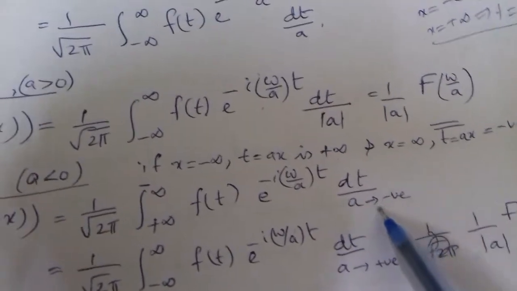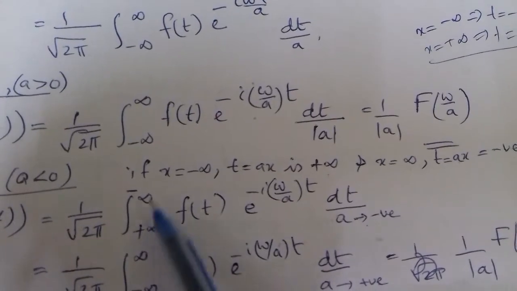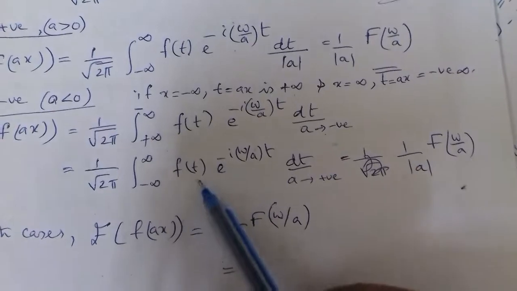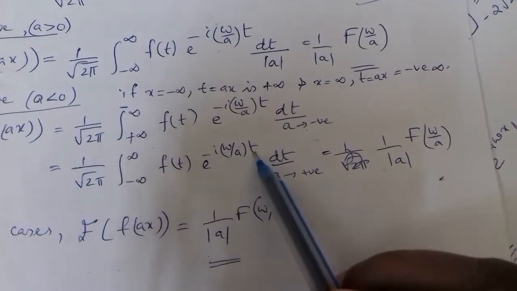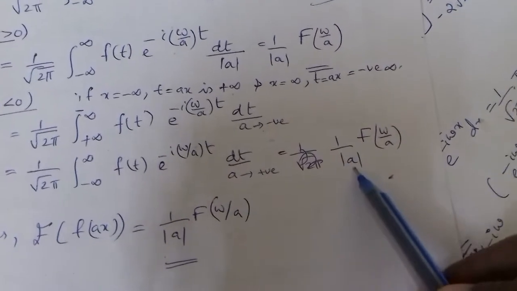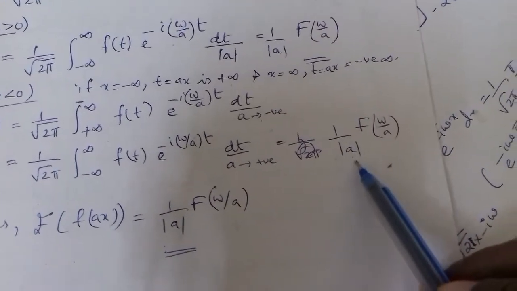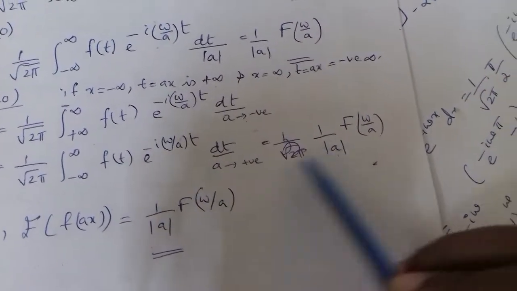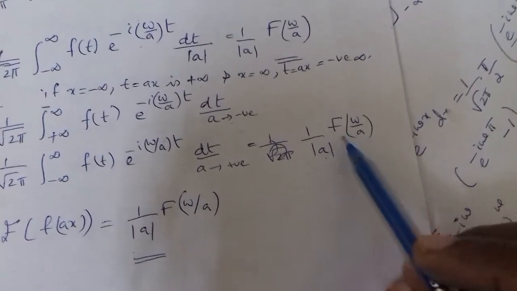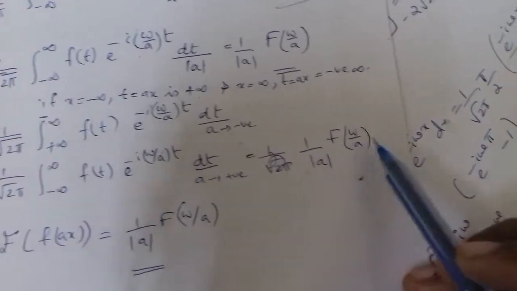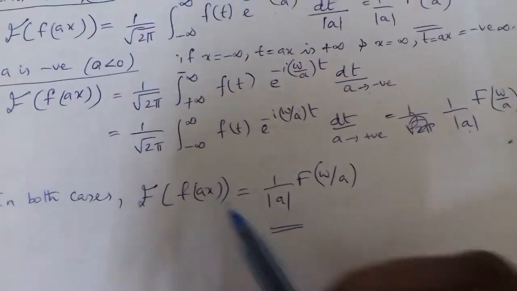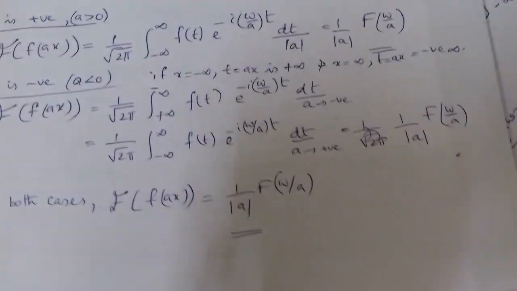So using this negative a, we can reverse the limits. Using this negative, we can make it minus infinity to infinity, f of t e raised to minus i omega by a t dt by a. Now a is negative, so that means modulus of a, and that is clear that it is positive. So when you write mod a instead of a, it is clear that it is positive. F of omega is replaced by omega by a. So in both cases, F of f of ax is 1 by mod a F of omega by a.